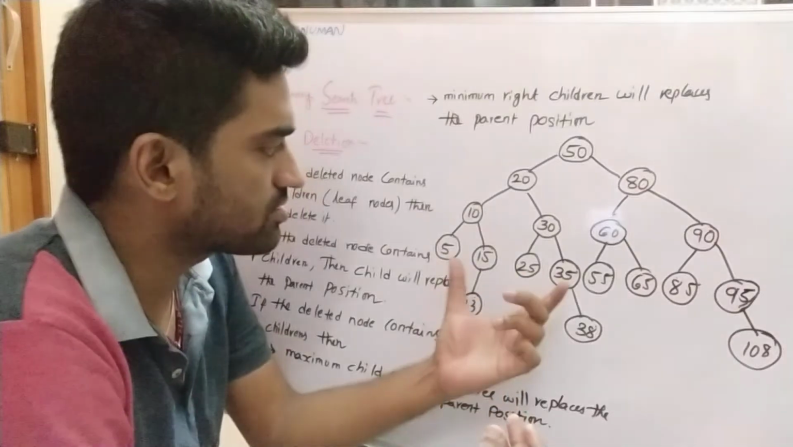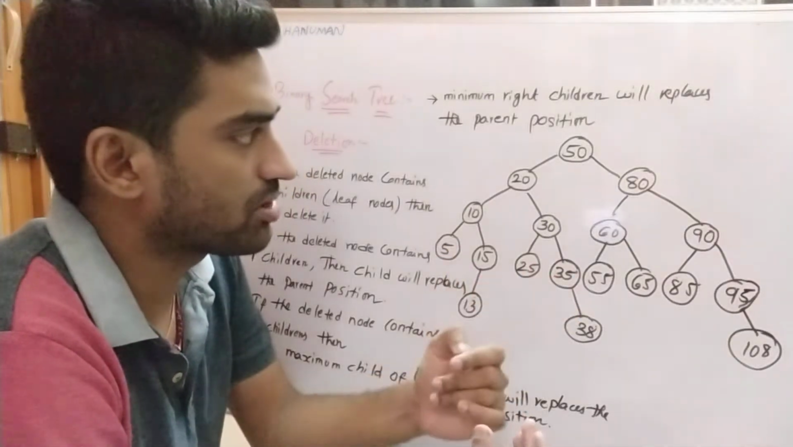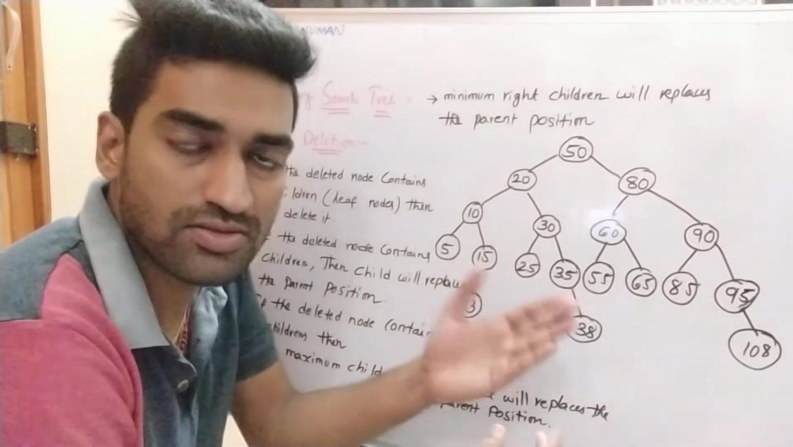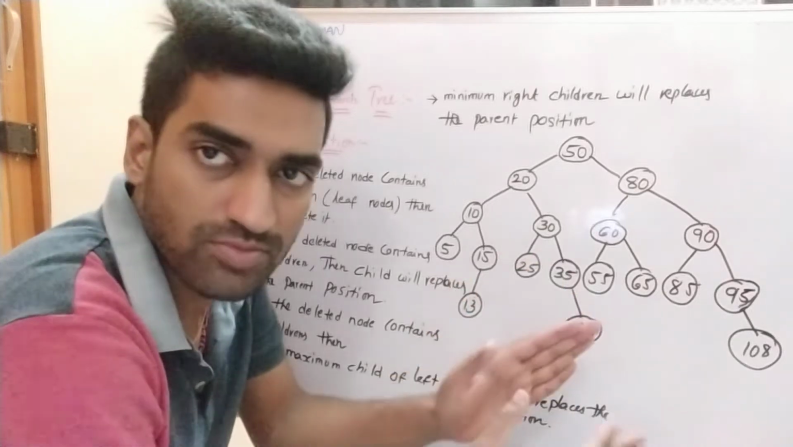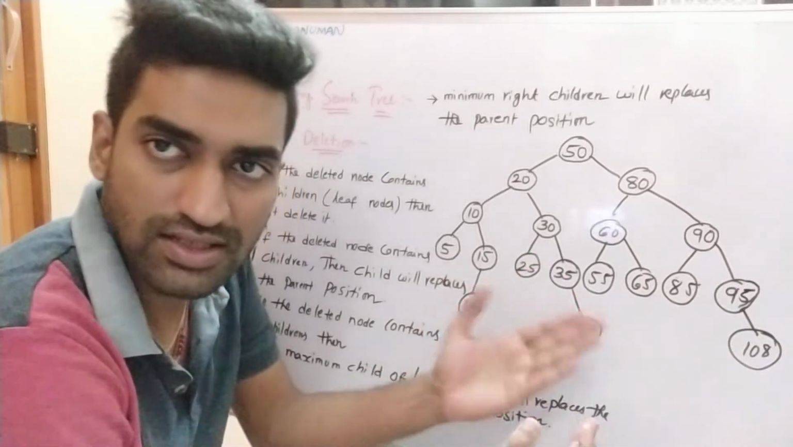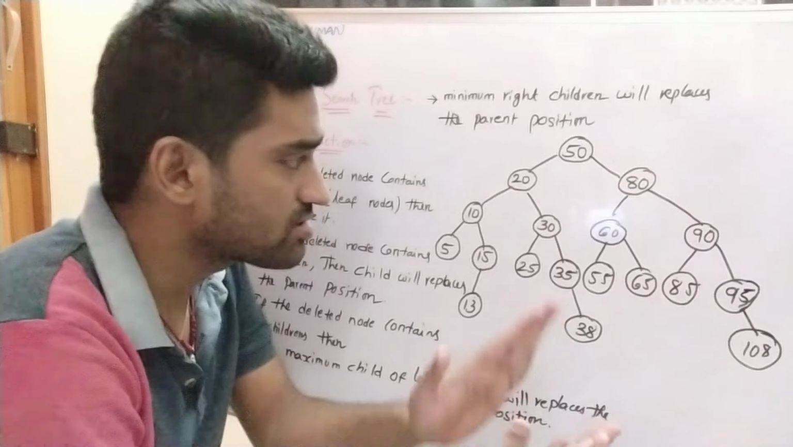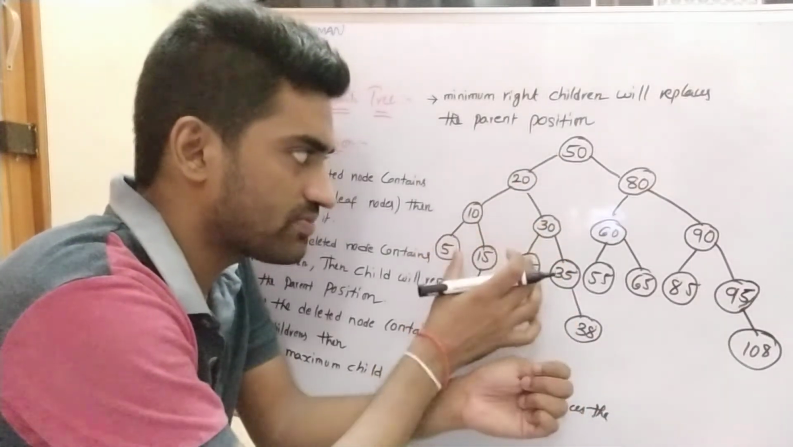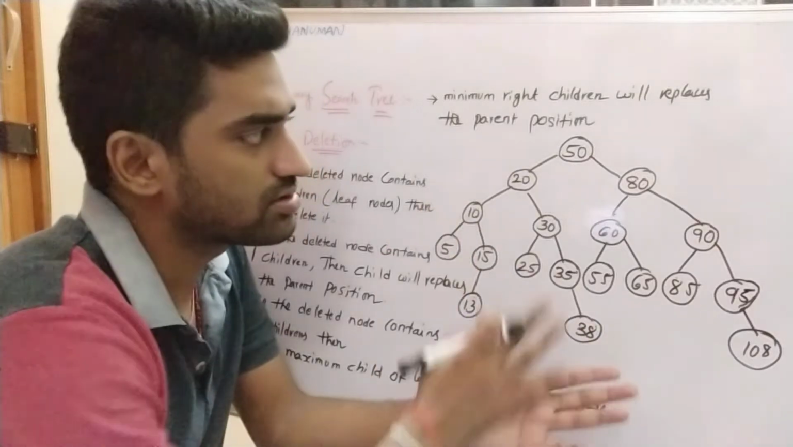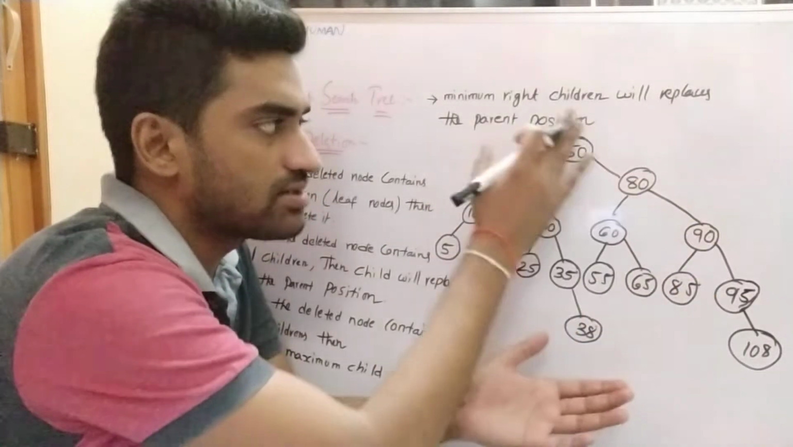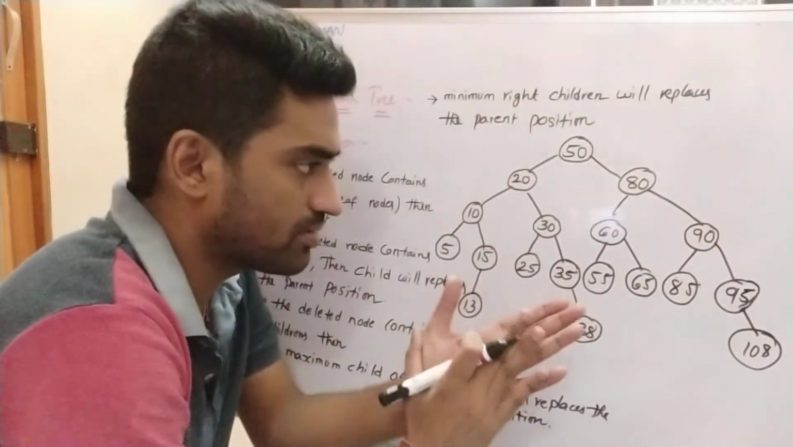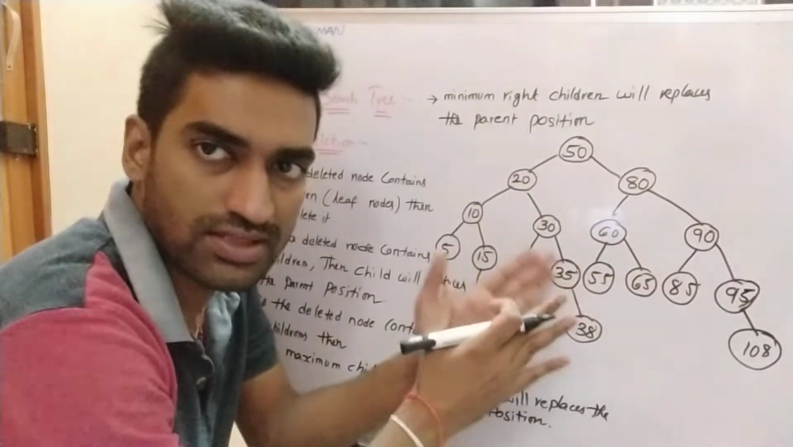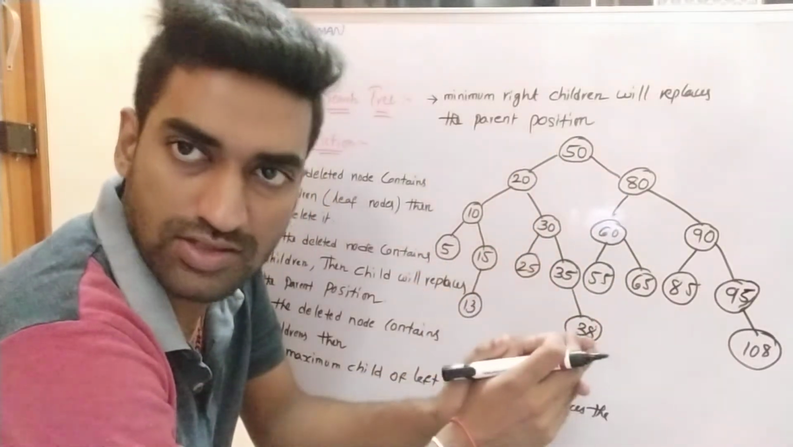This tree satisfies the binary search tree property. What is the binary search tree property? A binary search tree is a binary tree which contains at most two children, either 0, 1, or 2 children. In addition, the left subtree contains lesser values when compared to the root node, and the right subtree contains all greater values when compared to the root node. These properties are satisfied by this tree, so that's why it is called a binary search tree.